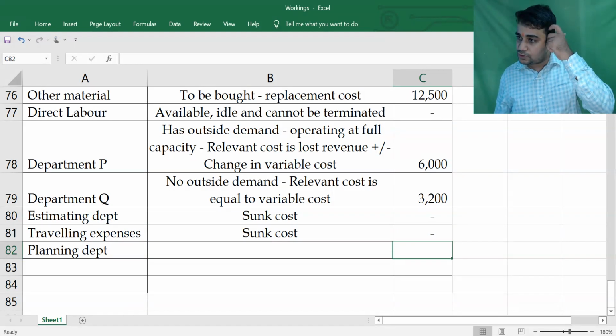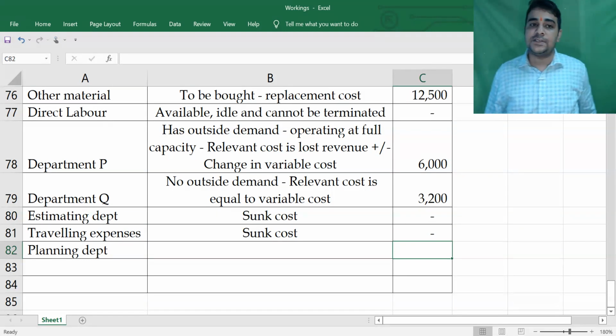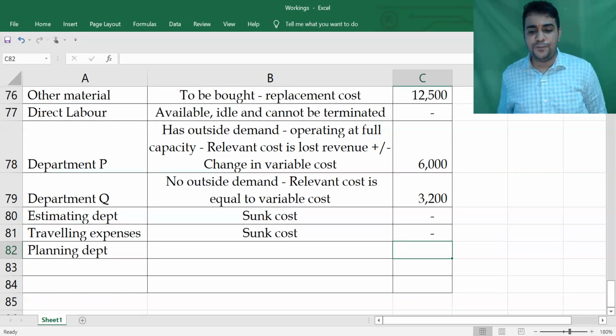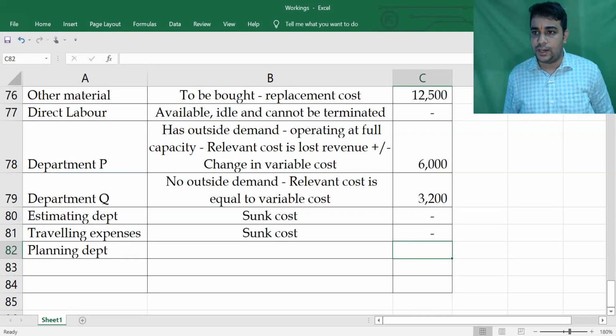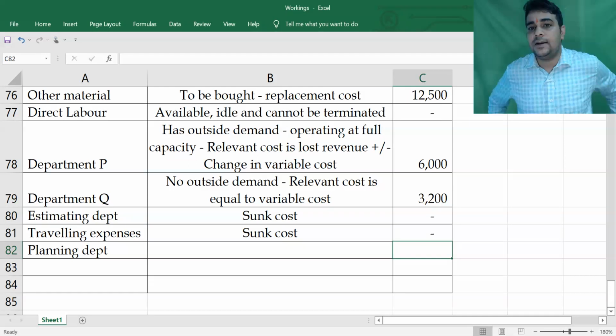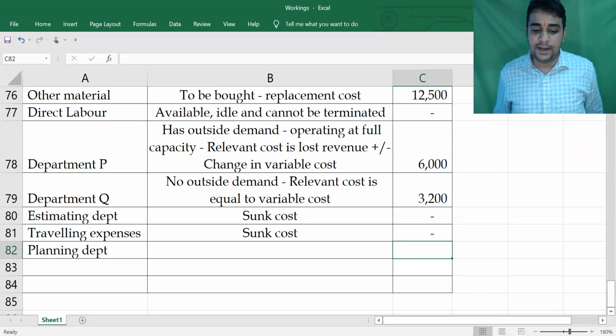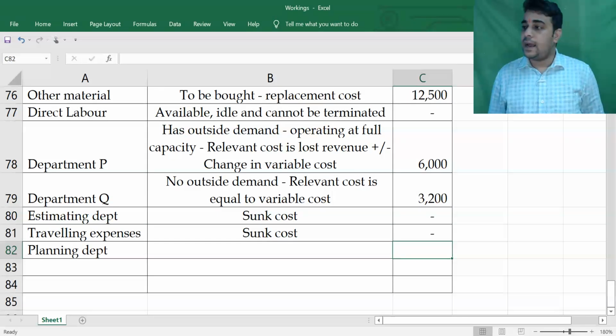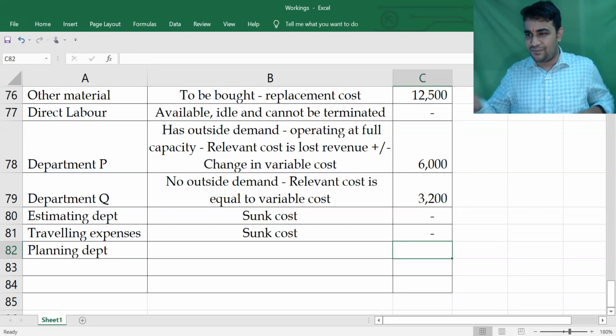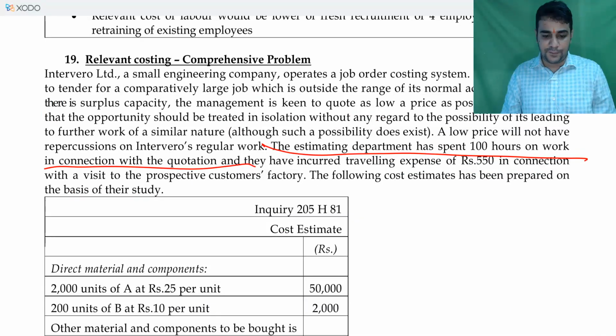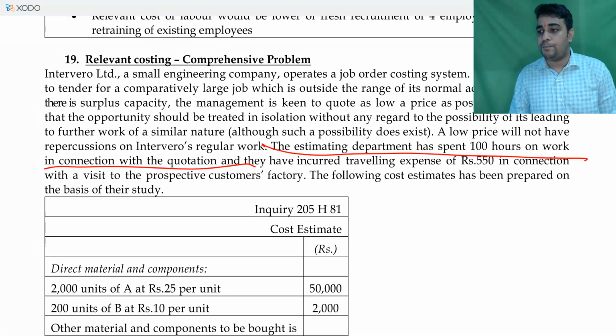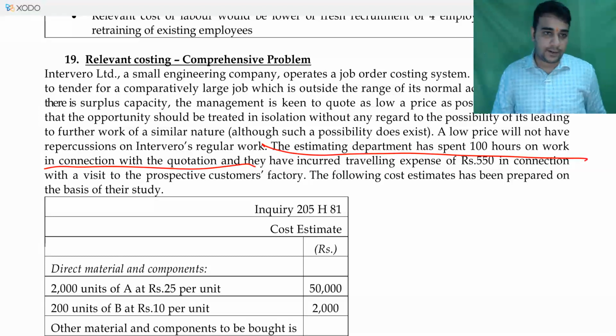Traveling expenses are also already spent. I'll be happy if you have made a mistake and you correct it with a different pen so that you understand it better. It doesn't really matter whether you are making mistakes here. Estimating department 0. Traveling expenses will also be 0 because somewhere it said it has already spent some 550 rupees, has incurred a traveling expense of 550 in connection with the visit to the prospective customer's factory.